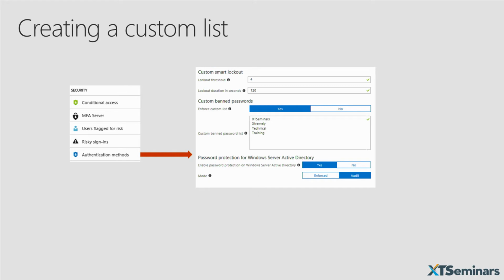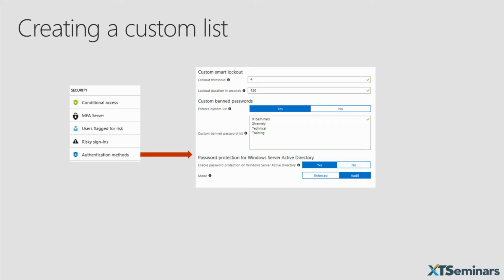Putting in our banned password list, we can do that, and this is putting in a custom list. So remember, you'll be checked against the global list and also the custom list. And then down here is where we turn on protection for on-prem AD. And notice we can go enforced or audit.